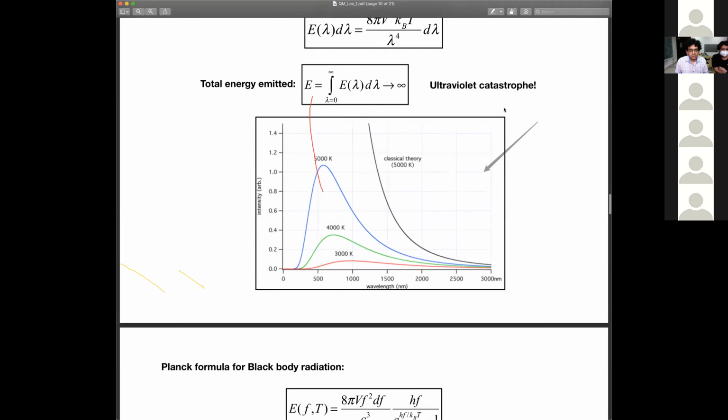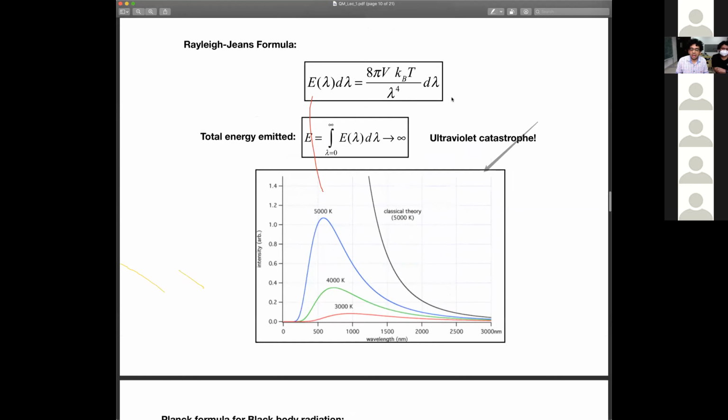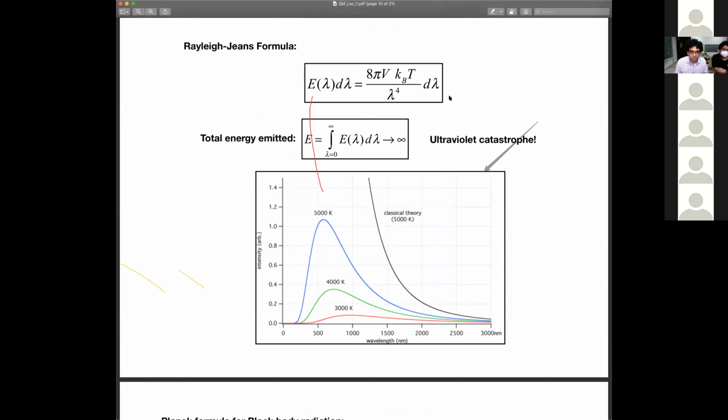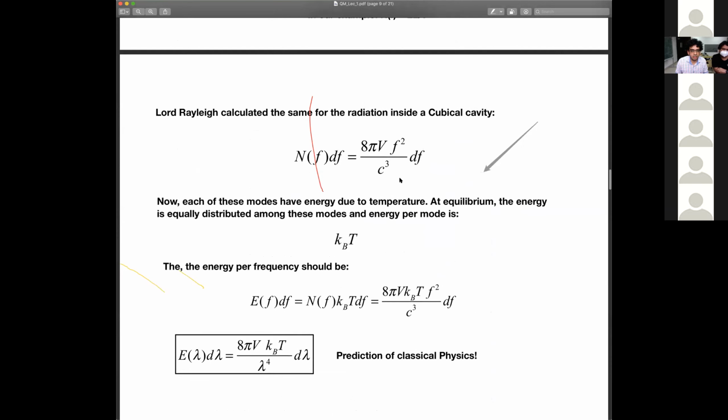Now, this equation is both right and wrong. If I integrate this equation over all possible wavelengths, at large frequencies this equation diverges. We can actually say it right from this equation. If f keeps on increasing, then each mode with some particular f has some energy. So I should keep on adding the energy of these modes, and if I add the total amount of energy, it's going to be infinite. It's going to be as large as possible.